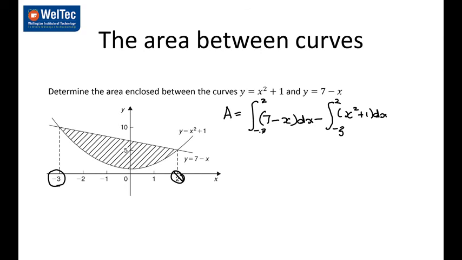And you can actually combine those two. I'll carry on as if I have combined them, so it'd be the integral of 6x minus x squared over 2 minus x cubed over 3 between 2 and negative 3. Put it in the calculator, and we get 20.8.